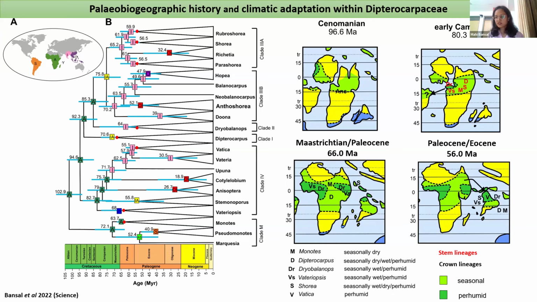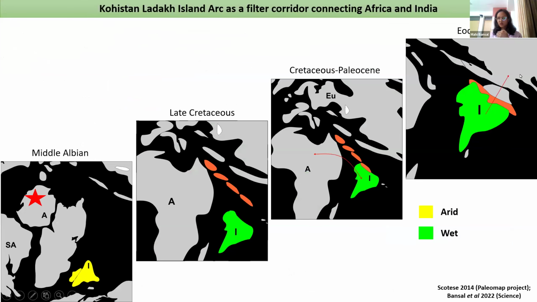Then, as India migrated further towards the north, it got aligned with Southeast Asia within the same climatic zone. I should have shown Southeast Asia here, but never mind. During this time, India and Southeast Asia were climatically aligned, which facilitated the dispersal of Dipterocarpaceae members from India to Southeast Asia. And when India finally collided with Southeast Asia, aridity transgressed over the Indian subcontinent, due to which the perhumid lineages of Vateriopsis got wiped off, and the wet lineages of Dipterocarpus, Monotes, Shorea, and Vatica got restricted to the perhumid regions of the southern Western Ghats.